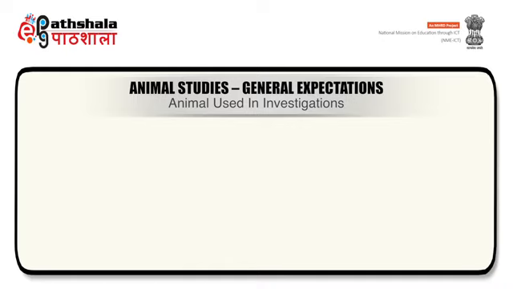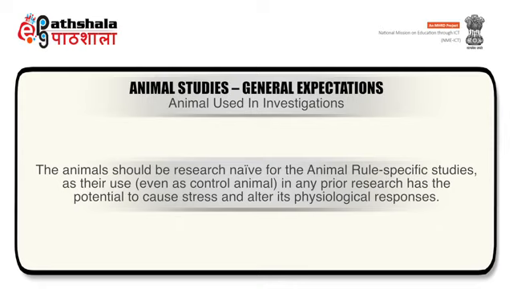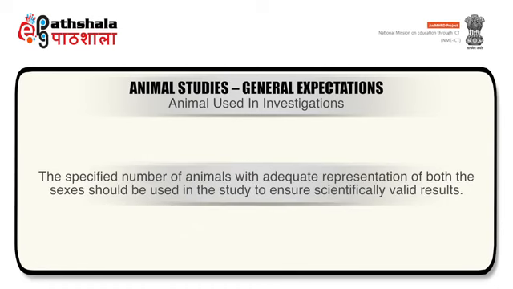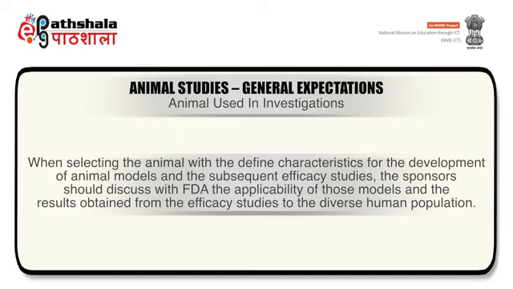The general expectations as per the Animal Rule are, first, regarding the animals used in the investigation. The animals should be research naive for the Animal Rule specific studies, as their use in any prior research has the potential to cause stress and alter their physiological responses. The specified number of animals, with adequate representation of both sexes, should be used in the study to ensure scientifically valid results. When selecting animals with the defined characteristics for the development of animal models and the subsequent efficacy studies, the sponsors should discuss with FDA the applicability of those models and the results obtained from the efficacy studies to the diverse human population.